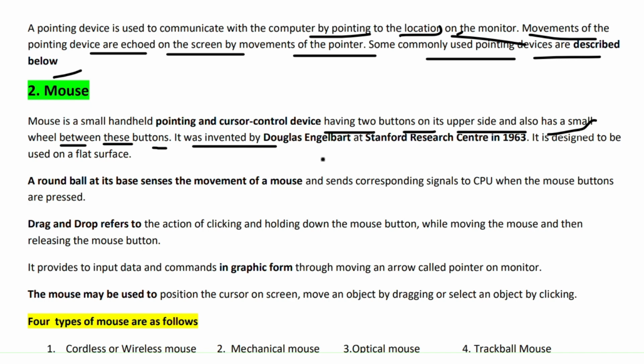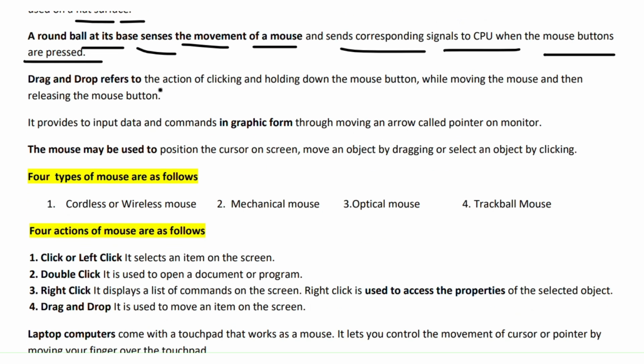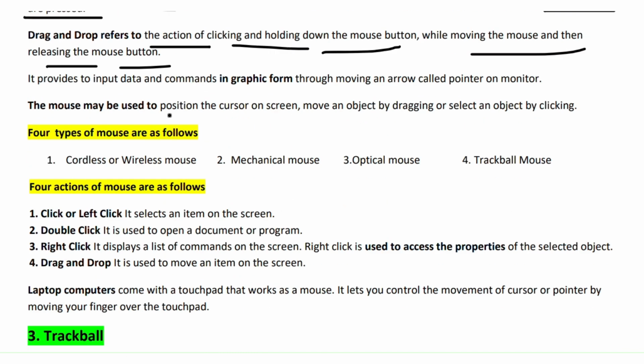It was invented by Douglas Engelbart at Stanford Research Center in 1963. It is designed to be used on a flat surface. A round ball at its base senses the movement of the mouse and sends corresponding signals to the CPU when the mouse buttons are pressed. Drag and drop refers to the actions of clicking and holding down the mouse button while moving the mouse and then releasing the mouse button.